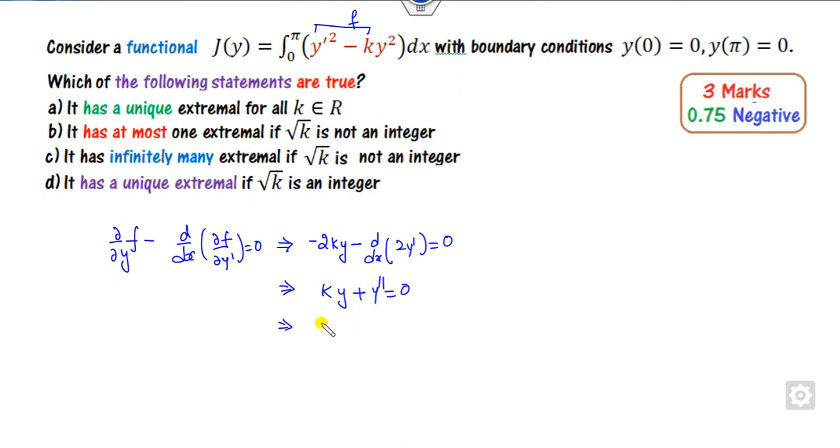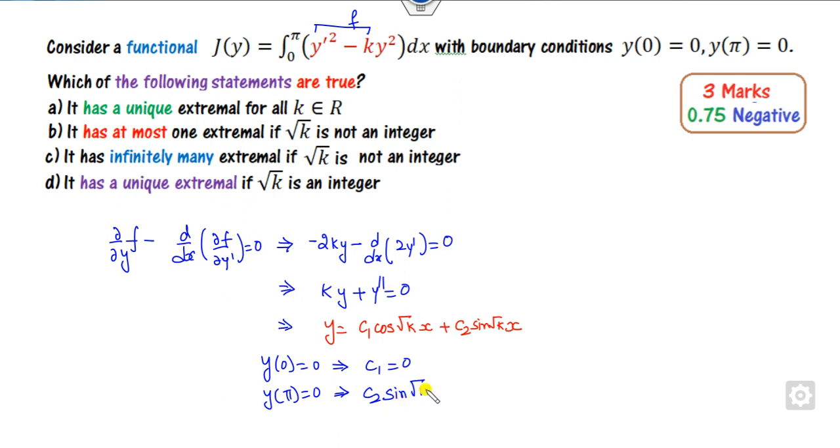So all of you know that this is a second order linear differential equation. So the solution is c1 cos of root k x plus c2 sine of root k x. Now what is given to you? y of 0 is 0. So if you substitute here, c1 is 0. y of pi is 0. What is the meaning of that? c2 sine of root k pi is 0. So either c2 is 0 or sine of root k pi is 0.